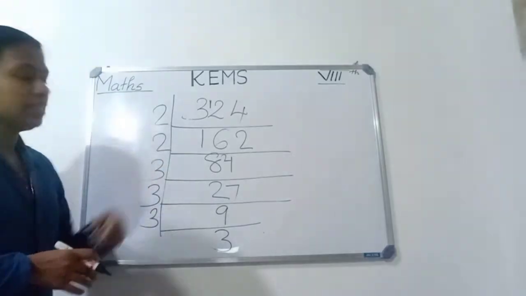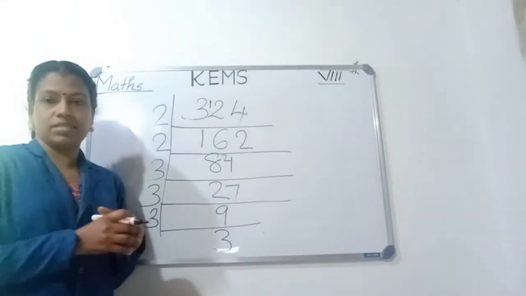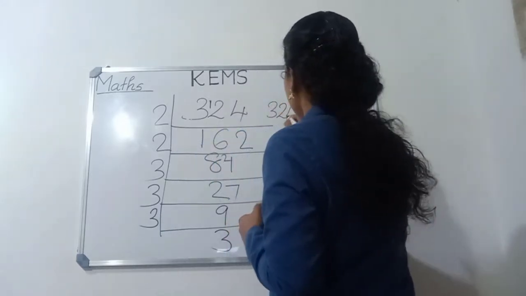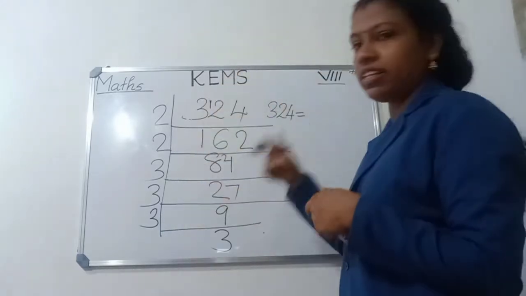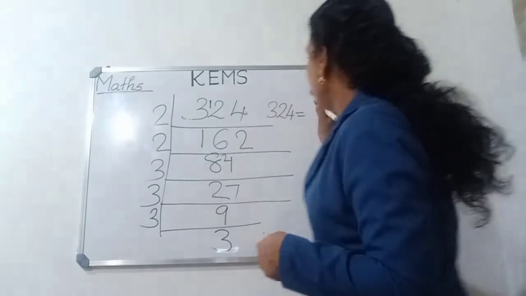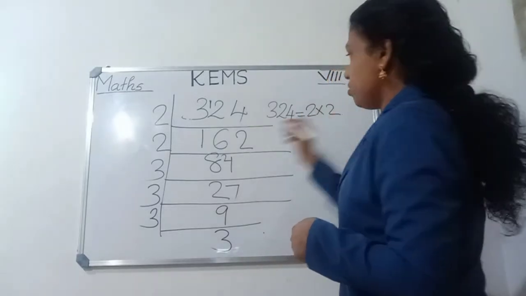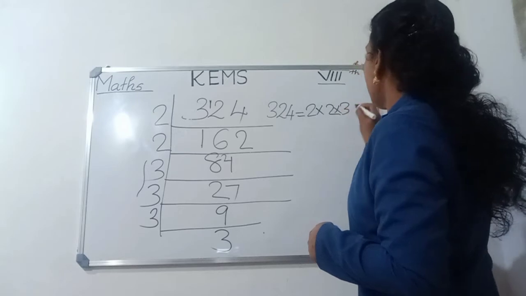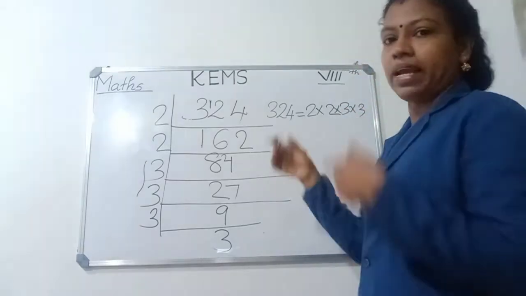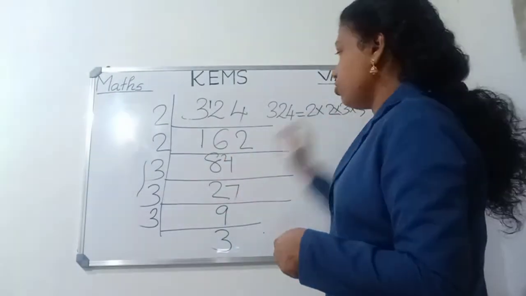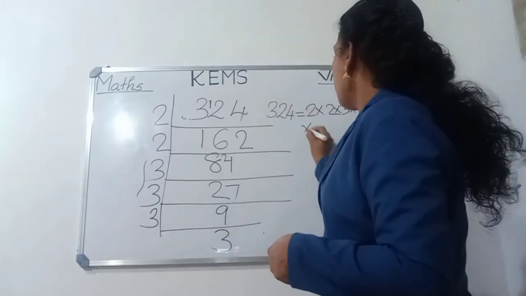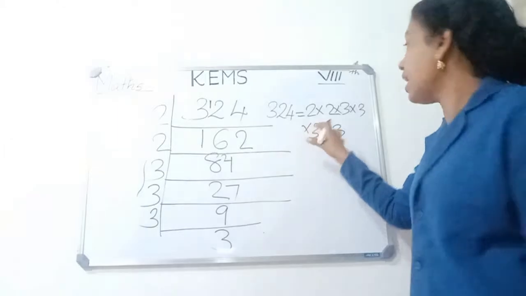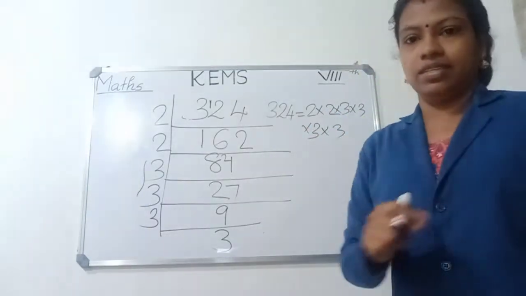By pairing the prime factors, we can write this as 324 equal to, just pair the factors. First 2 into 2, 2 2s are there. The next 3 into 3. Pairing the factors, 3 into 3. Then the last one more pair, 3 into 3. So total 3 pairs are there.